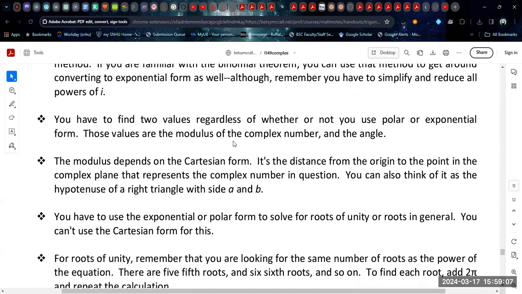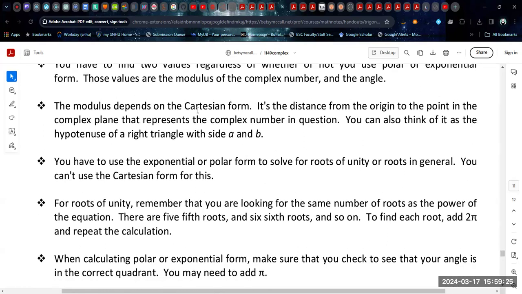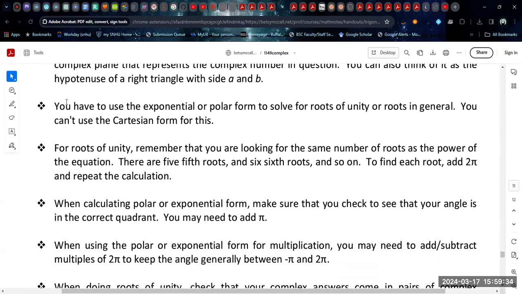If you have to find 2 values, regardless of whether or not you use polar or exponential form, these values are the modulus and the argument of the complex number. The modulus, which is the magnitude of the complex number, that radius, and the angle or the argument. The modulus depends on the Cartesian form, the distance to the origin, the hypotenuse of a right triangle with sides a and b. If you have to use the exponential or polar form to solve for roots of unity, or roots in general, that's roots of 1, you can't use the Cartesian form for this. You have to go to either the polar or the exponential form.